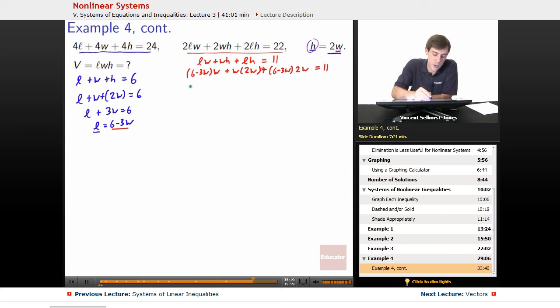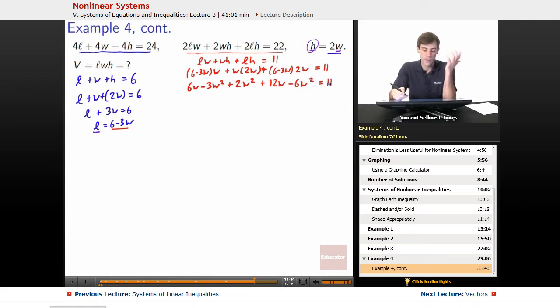6 minus 3W times W, W distributes, so we've got 6W minus 3W squared plus W times 2W, 2W squared, plus 6 minus 3W times 2W, so 6 times 2W becomes 12W, minus 3W times 2W becomes minus 6W squared equals 11. Great. So let's simplify things a bit. Minus 3W squared plus 2W squared gets us negative 1W squared. Minus 6W squared brings us to a total of negative 7W squared. Our 6W and 12W combine to plus 18W equals 11.